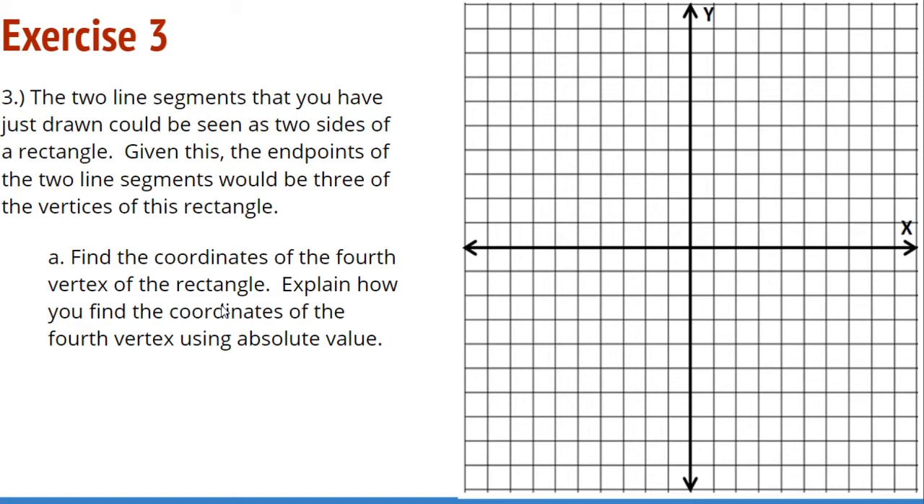The 2 line segments you have just drawn could be seen as 2 sides of a rectangle. Given this, the endpoints of the 2 line segments would be 3 of the vertices of this rectangle. So I'm going to put these points back on here. So I had 4, 5. 1, 2, 3, 4, 5. Oh, 4. 1, 2, 3, 4, 5. So I had this point right here, and I had 4, negative 3.